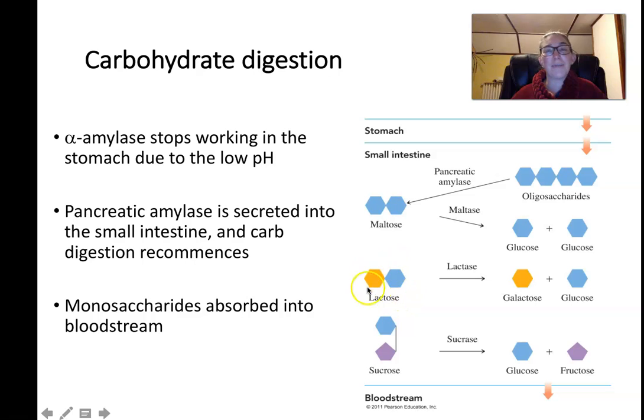And so that sugar builds up in their intestines and it attracts water through osmosis, which gives them diarrhea, and it can also be consumed by bacteria in the intestines, which produce gas as a byproduct, which makes you gassy. So those are the symptoms of lactose intolerance.